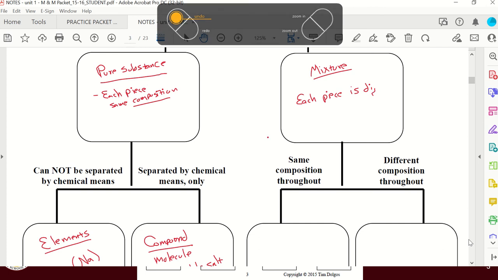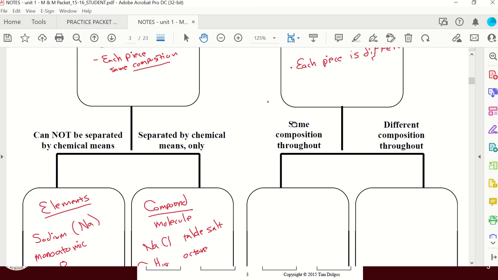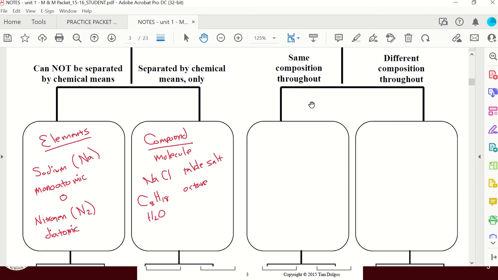All right, so get that together. Oh, that didn't help. Each piece is different. I'll try to do better on my handwriting. Each piece is different, and so there's some examples I'll give you, but let's talk about how you break it down.